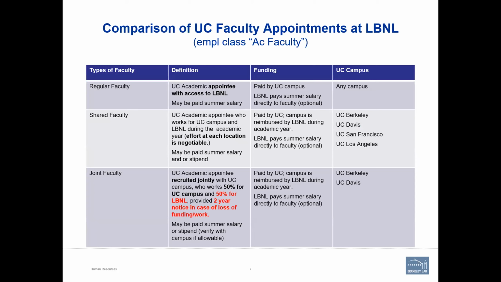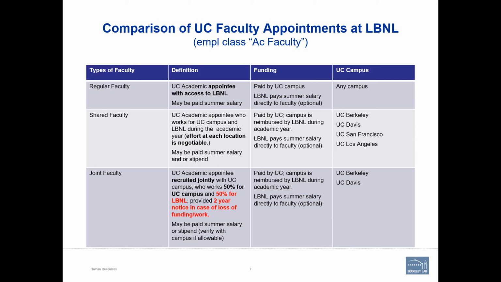So each campus, it's always best to check and make sure that you're validating the type of payment they should receive. So we go through the shared faculty. Again, that effort at each location is negotiable. Shared faculty can have maybe 10% of their salary covered. They might get a stipend, they might not, depending on whether they have a leadership role or not. And again, summer salary is optional.